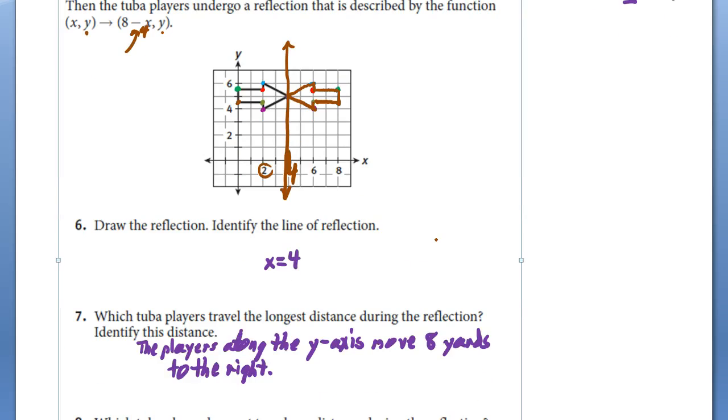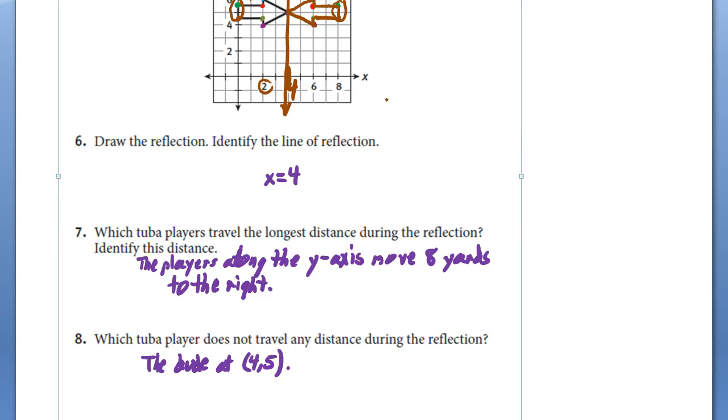Number 7, which tuba players travel the longest distance during the reflection, and identify the distance? Well, the guys that had to walk the farthest were the ones over here. The guy who is the green dot and the guy who is the brown dot. And if there were any other tuba players standing right in between them along the y-axis, they would walk the farthest to get way over here to create this part of the new arrow. And so my answer is the players along the y-axis move 8 yards to the right. They're moving from here all the way over to there. That's 8 yards to the right.